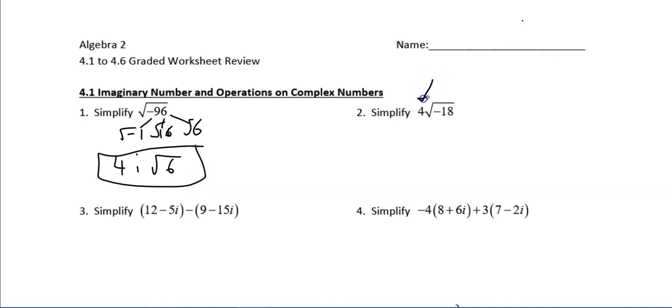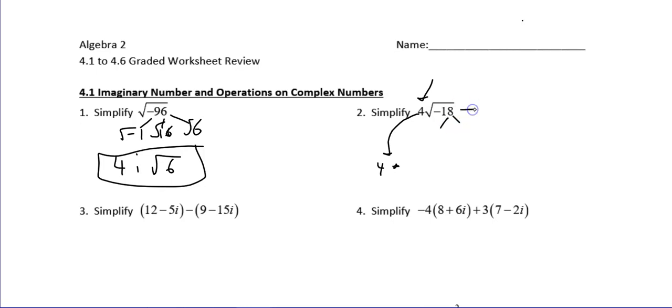Next one, pay attention to this. Remember, you're going to multiply 4 by whatever comes out of the radical. So don't forget that. Common mistake. So I usually suggest you do something: circle it, draw an arrow, whatever.